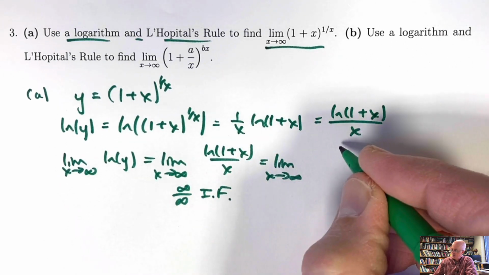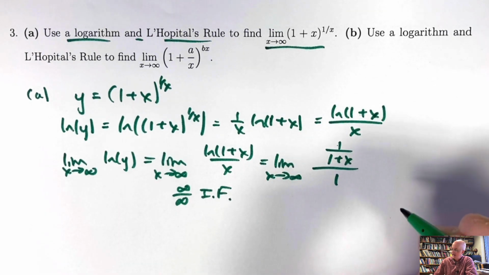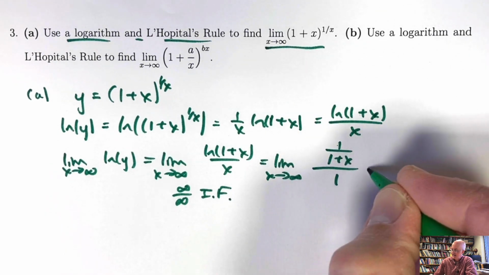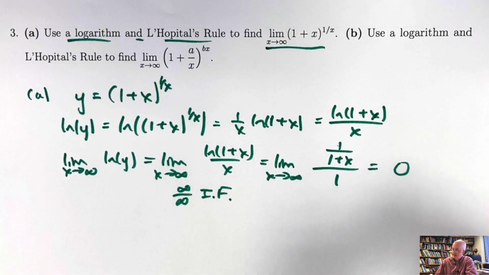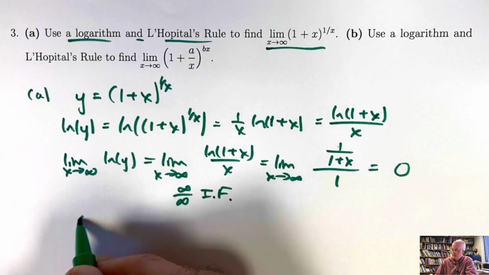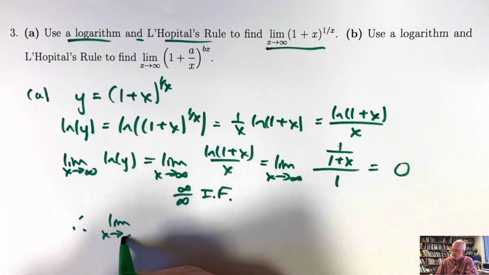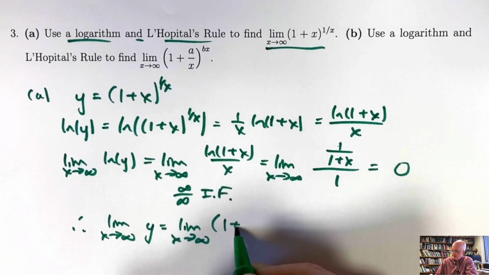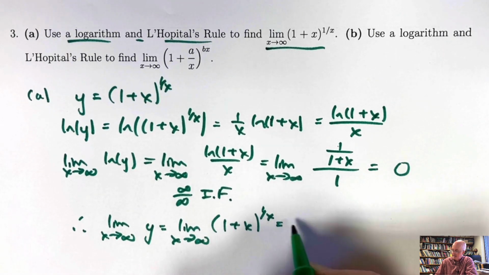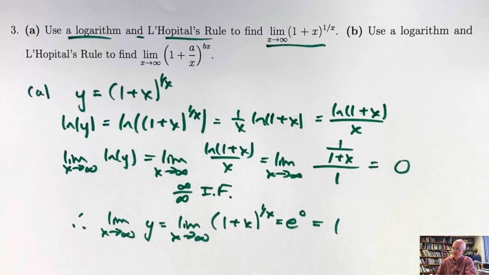Take the derivative of natural log of 1 plus x and get 1 over 1 plus x. The derivative of x is 1. So this simplifies to 1 over 1 plus x. And as x gets arbitrarily large, it definitely goes to 0 as x goes to infinity. So the natural log of y is approaching 0 as x goes to infinity. Therefore, the limit as x goes to infinity of y itself, (1 plus x) to the 1 over x, must be e to the 0, which is 1. The answer is actually 1 in this case, but that wasn't a guarantee without actually going through the calculation.